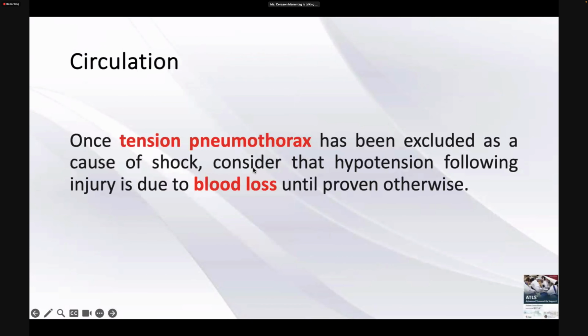So once tension pneumothorax has been excluded as the cause of your shock, consider that any hypotension should be because of blood loss until proven otherwise. But you're not going to depend on your CBC. Okay? You're going to depend on the clinical picture of that patient.